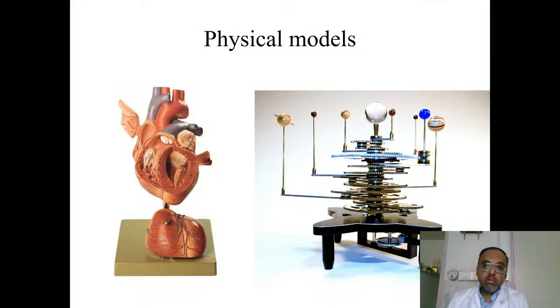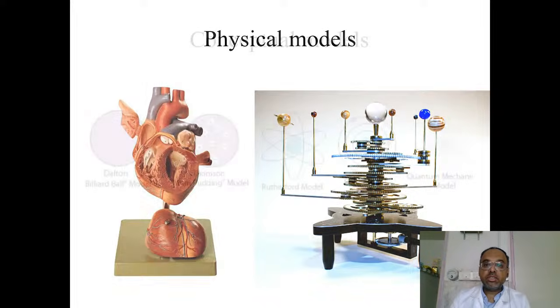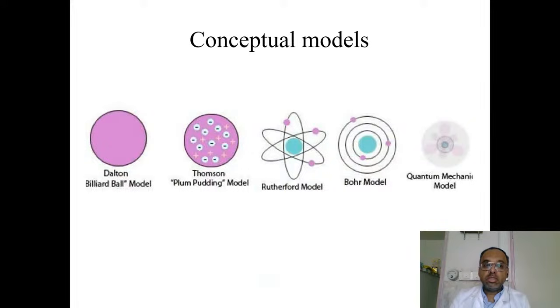Models are basically very simple simulations or very simple representations of reality. They can be physical models like the model of the heart that I'm showing you in here, or the model of the solar system. They can be conceptual models like these models of atom that I'm showing you in here. In case of physical models, you build something physically, but in case of conceptual models, you don't build something physically. You draw the concept that you have in your mind on a piece of paper.